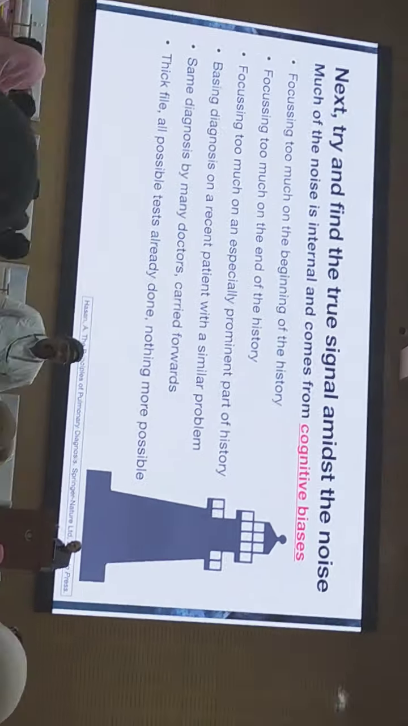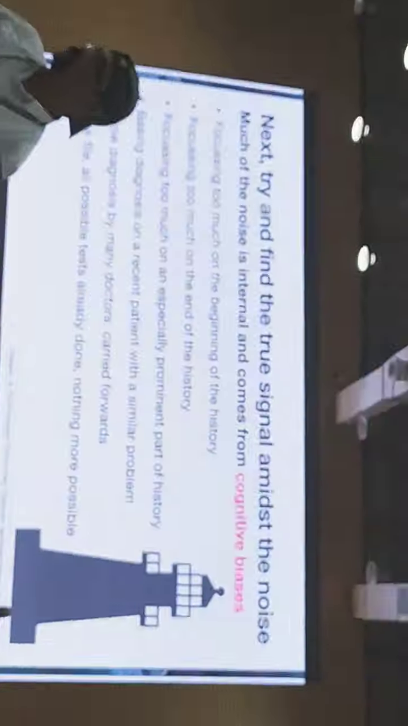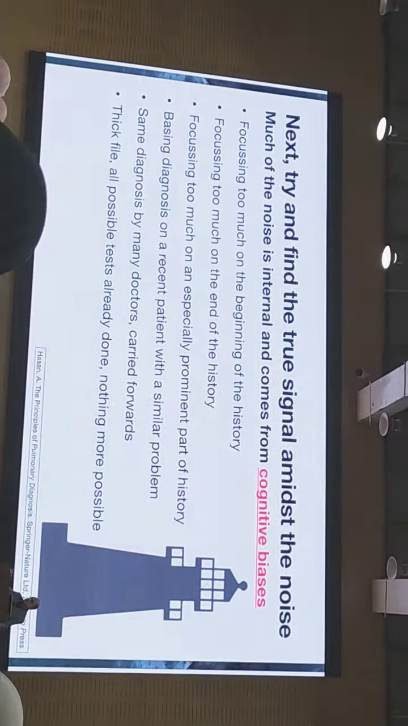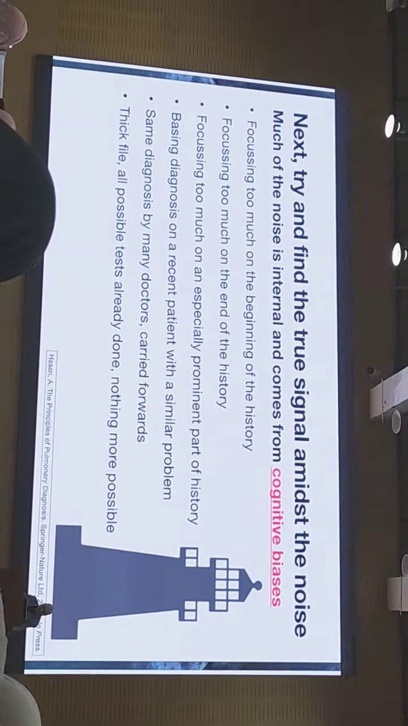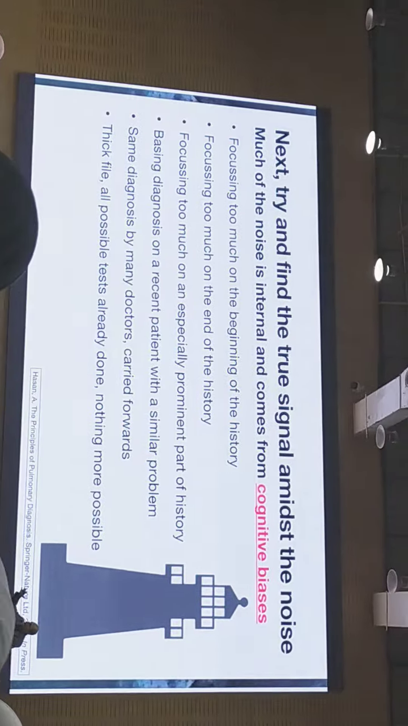You may be focusing too much towards the end of the history, but that's not the whole entry. That's called the recency bias. Something most recent is influencing you. You might be focusing too much on an especially prominent part of the history, and that's called the validity bias. That may lead you to disregard some other important things. You may be basing your diagnosis on a recent patient with a similar problem. That's called the availability bias. Some information that has been available to you in the recent past.